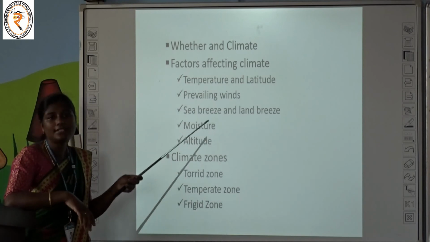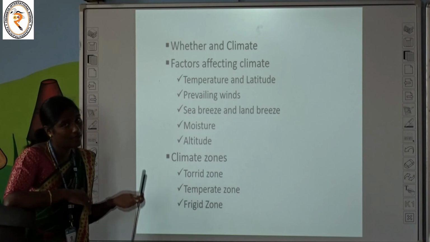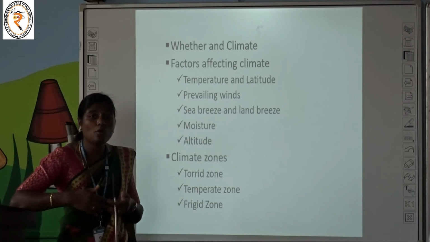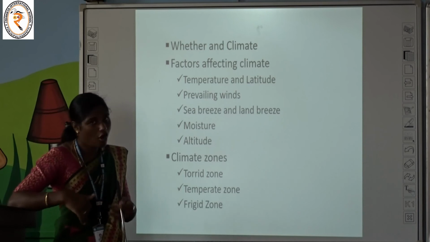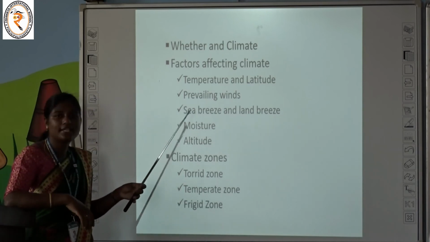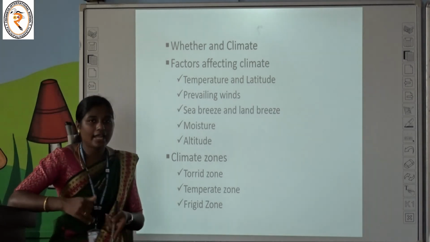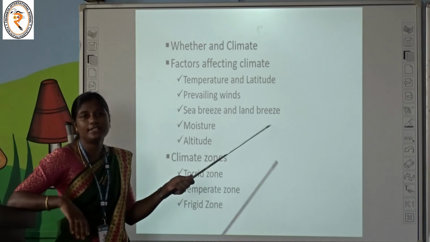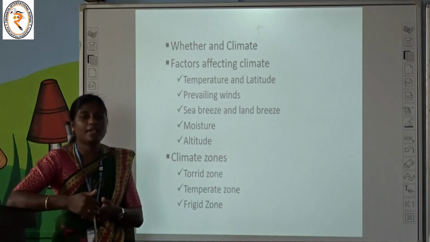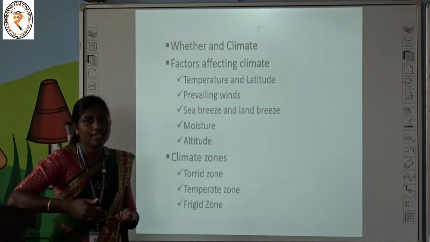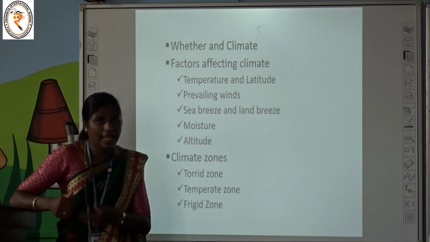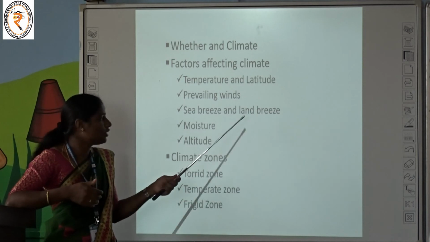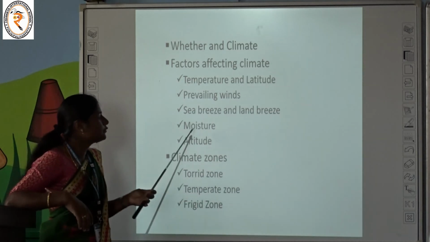So what is sea breeze? Cool air has more density compared to hot air. The cool air from the sea passes towards the land during daytime, and this is called sea breeze. And what is land breeze? During night time, the land becomes cooler compared to the sea. The cold, denser air from the land passes towards the sea, and that is called land breeze.